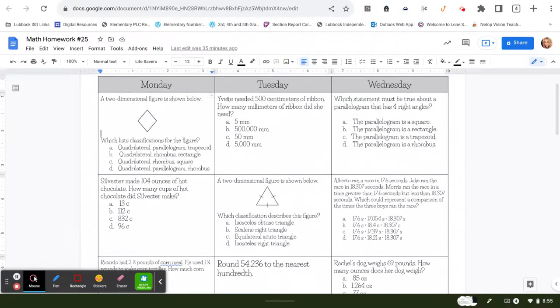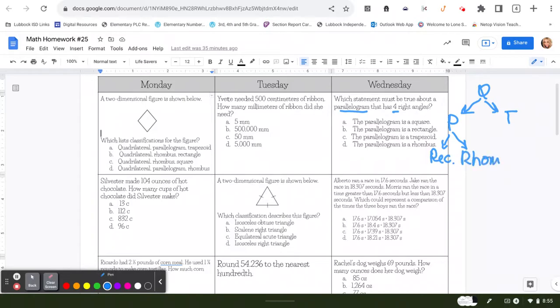Next. Which statement must be true about a parallelogram that has 4 right angles? Think about your hierarchy. If we have a quadrilateral here, and we have a trapezoid here, a parallelogram here, and then from there, we have a rectangle, and we have rhombus, and then from there, we have square. So think about a parallelogram that has 4 right angles.